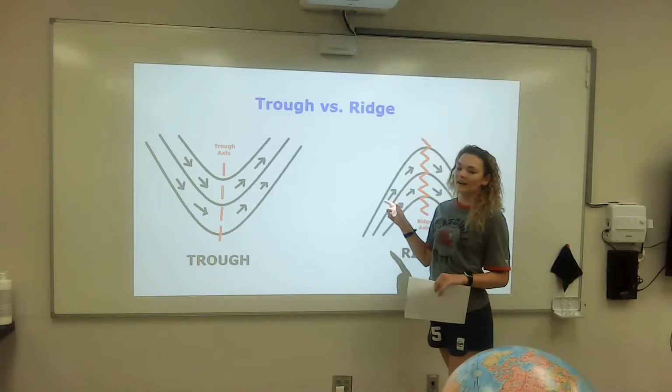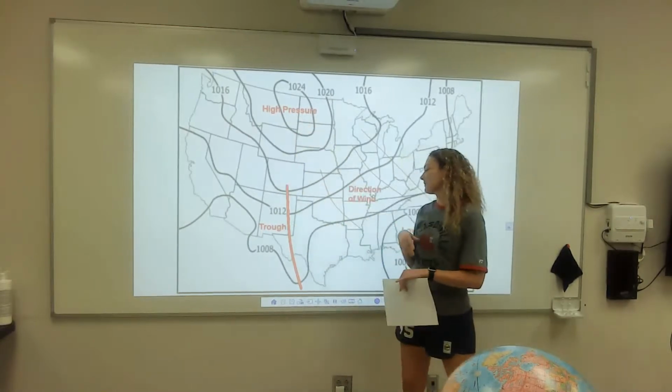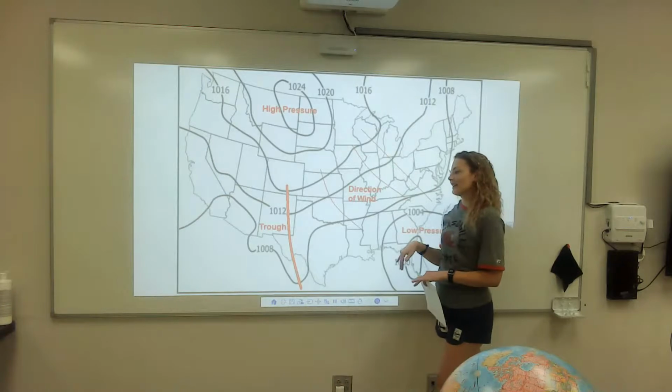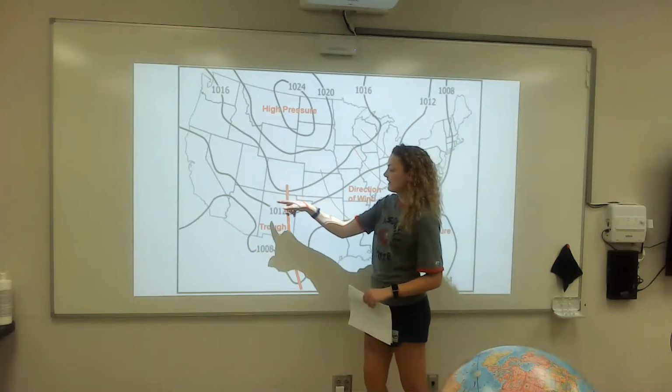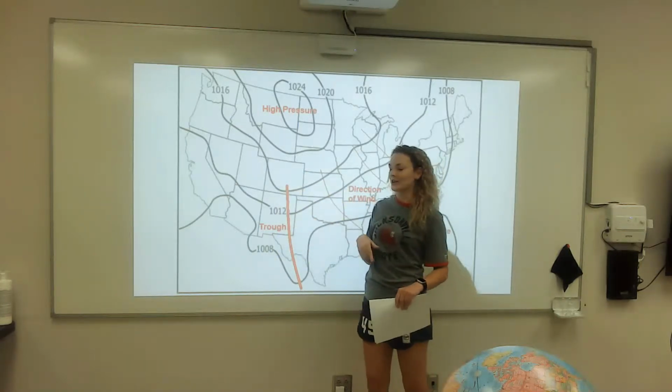Looking back at our diagram in the manual, we have our high pressure, we have our low pressure, our wind is blowing down this way, and right here in the middle is a nice trough. You can see it's a trough because it's all going downward in a U shape.